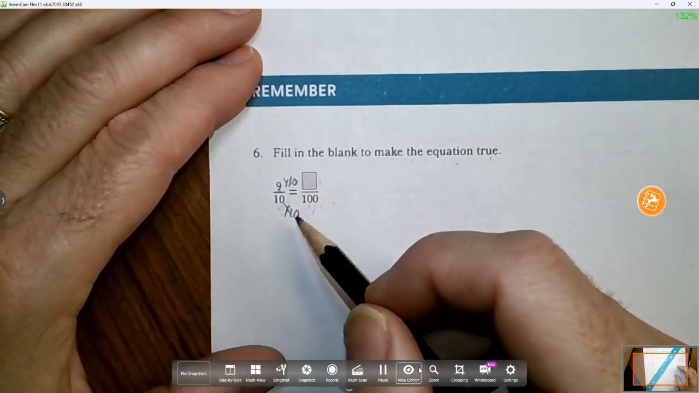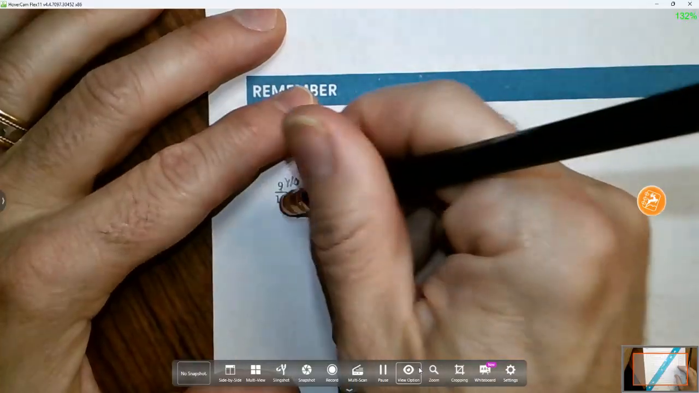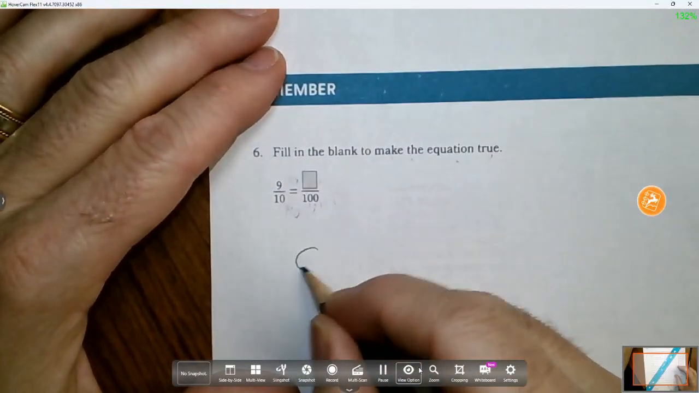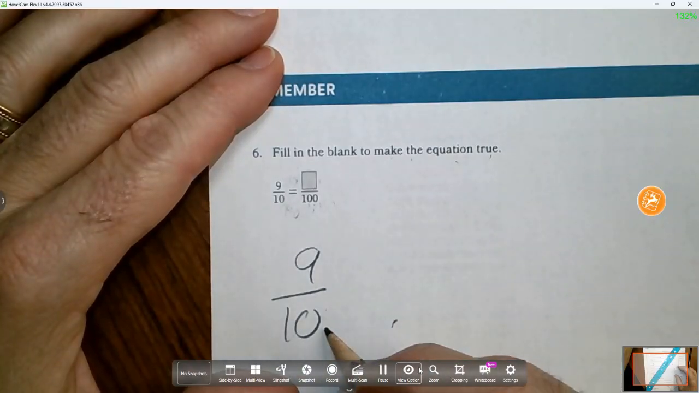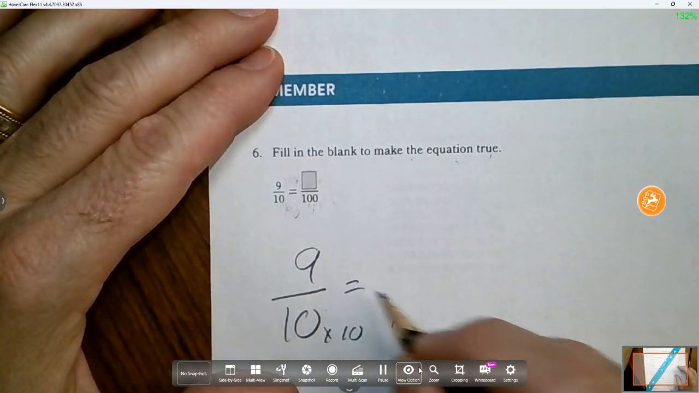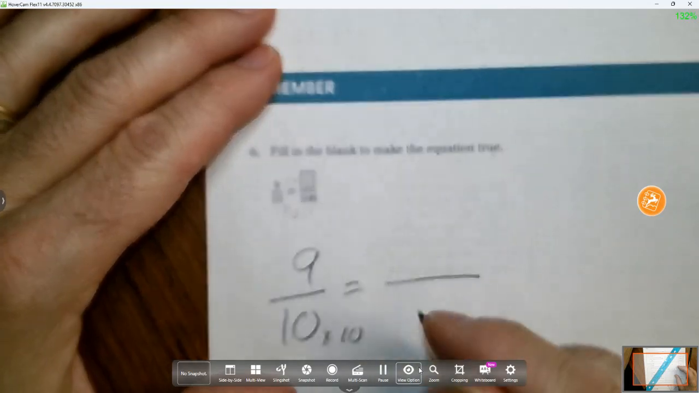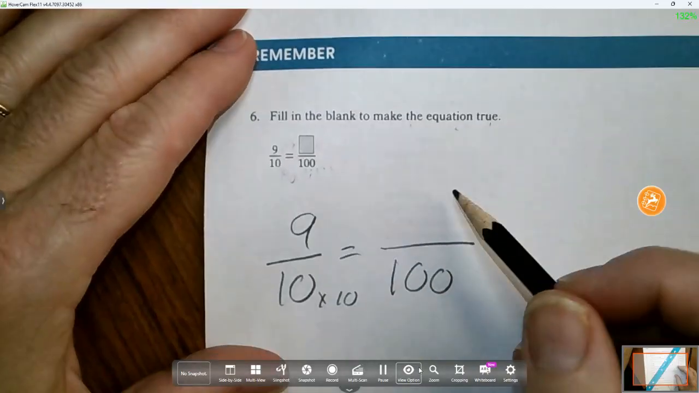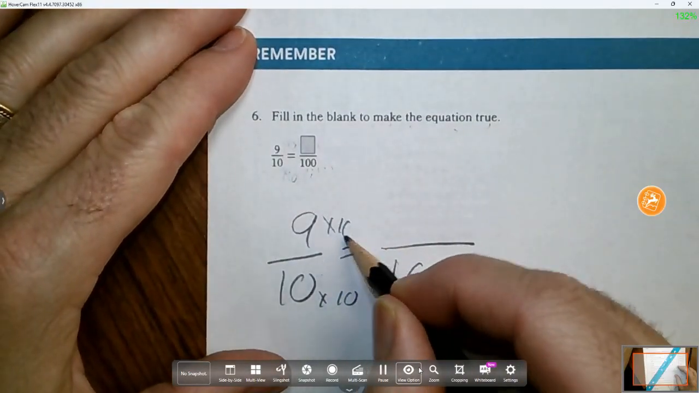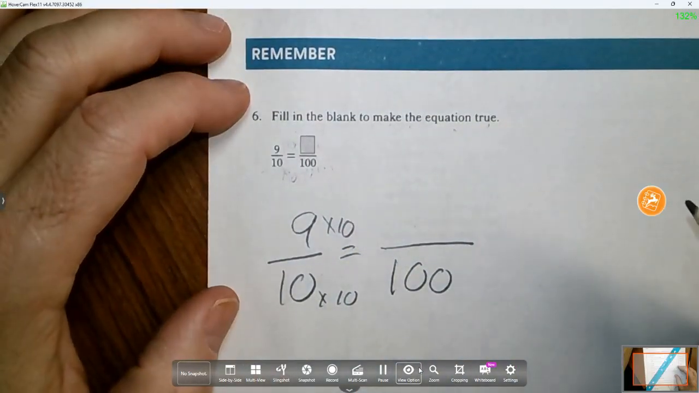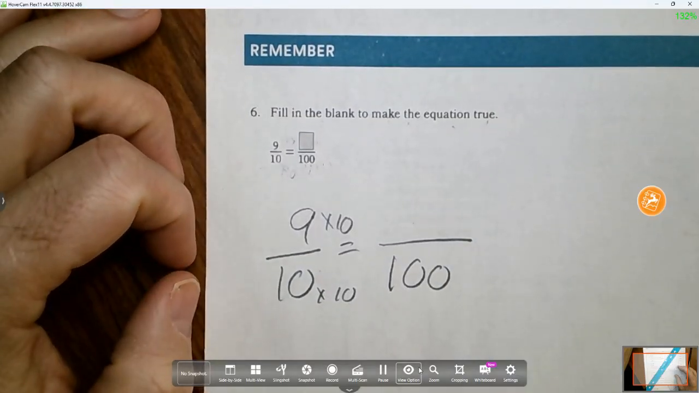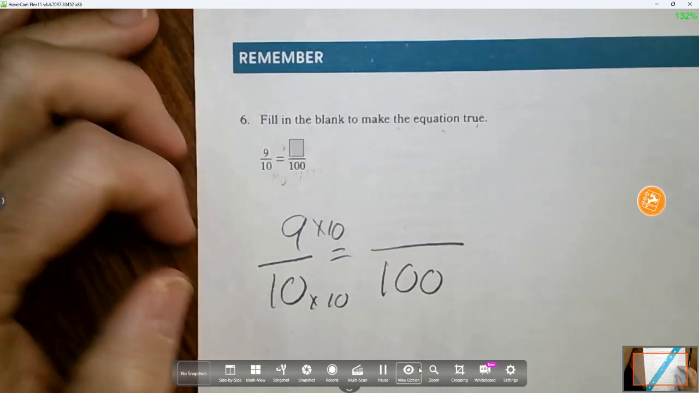So we have 10 times 10 down here equals what? Let's rewrite this a little bit bigger. It's starting to bother me. So we have 9 over 10. So 10 times 10, that's going to give me my 100, just like up here. So 9 times 10, put that answer right here, and you have your answer. And that was quick and easy tonight. I hope this one helps.